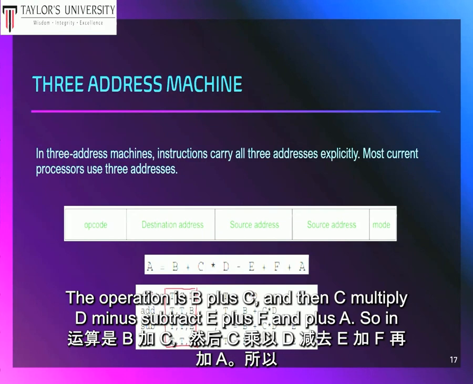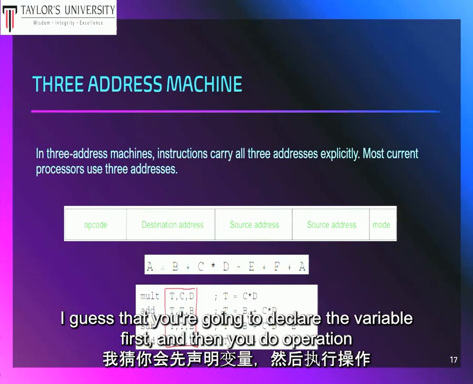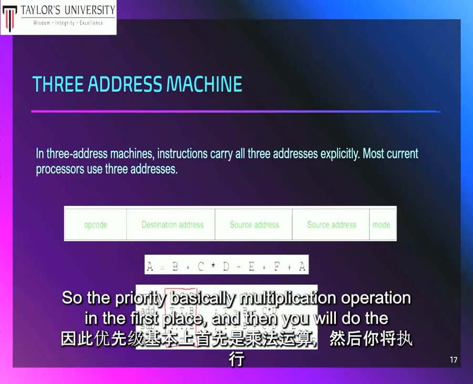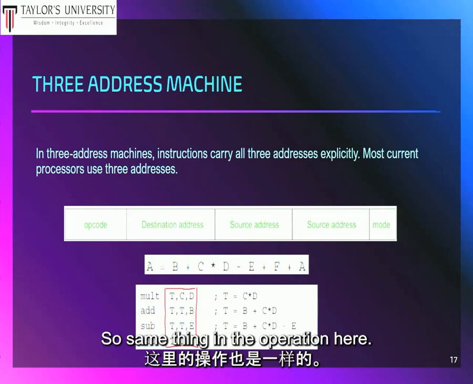The operation is B plus C, and then C multiply D minus subtract E plus F and plus A. So in a high-level language, it's easy for you. I guess you're going to declare the variable first, and then you do the operation, the same method as in maths calculation. The priority is basically multiplication first, and then you will do the rest. So it's the same thing in the operation here.